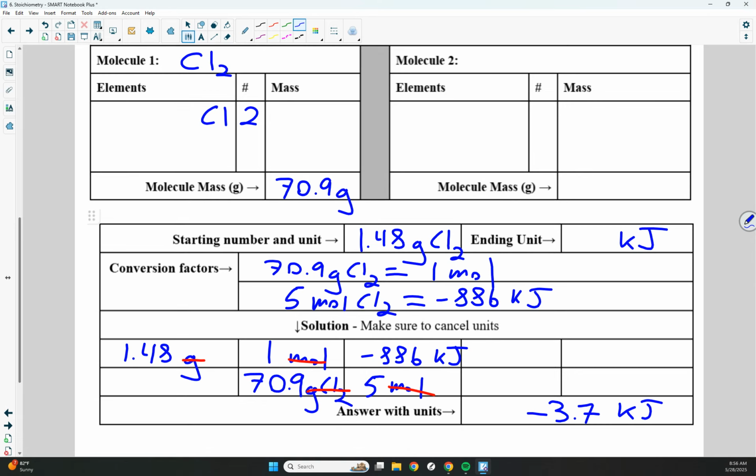So the way we type that into the calculator is 1.48 times negative 886 divided by 70.9 divided by 5, and then we hit enter on the last step. Don't be intimidated by the negative number. All that means is that the energy was released. 3.7 kilojoules of energy was released in this chemical reaction. All right, so pause the video and give the U-try a try, and then come back and I'll show you the solution.